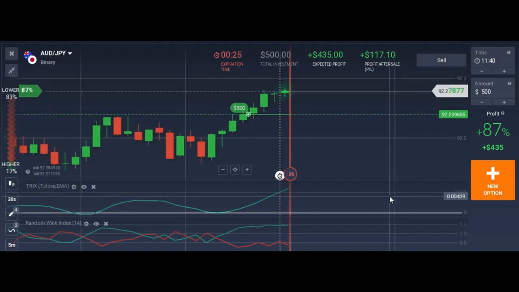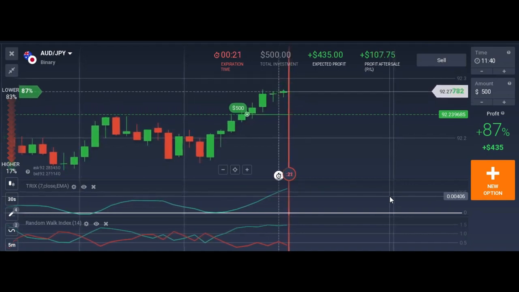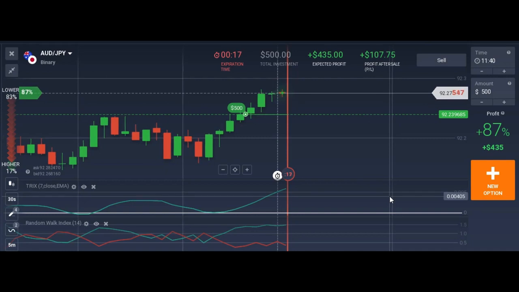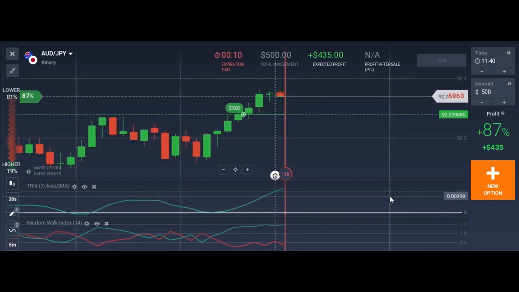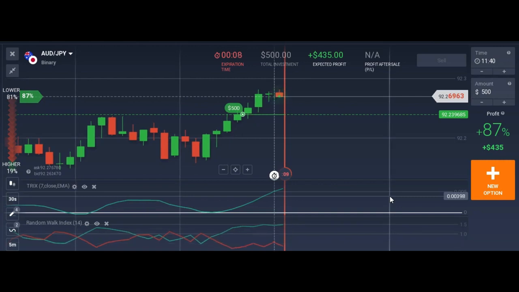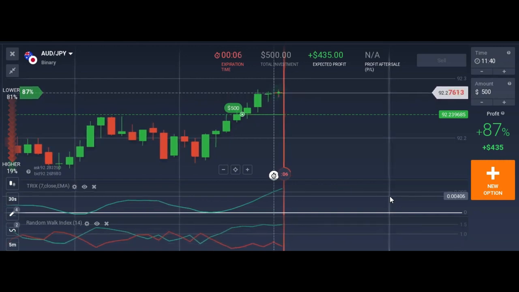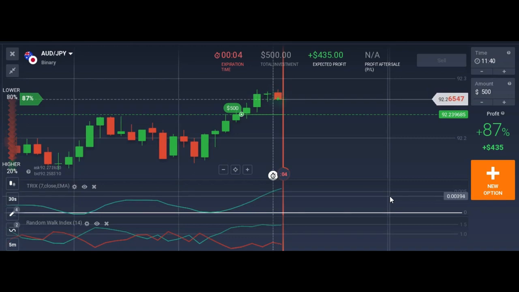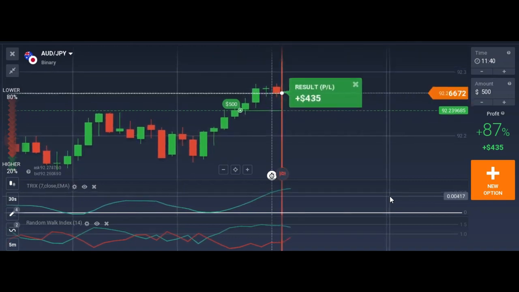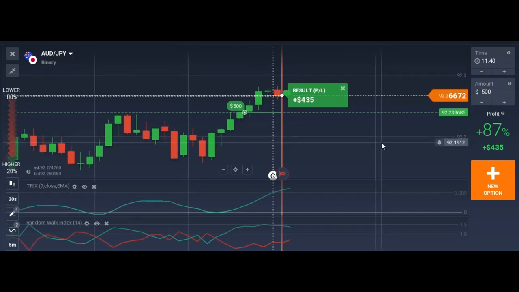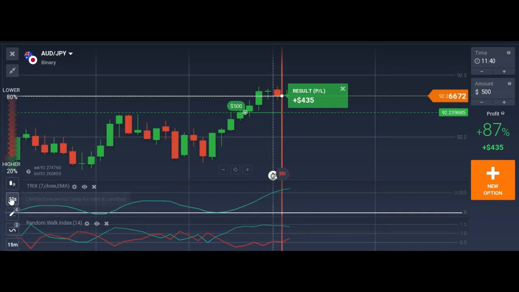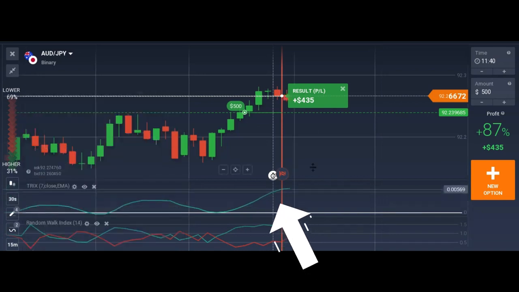I'm using 30-second candles, but if you want, you can use 1-minute candles. It's a great strategy to use in both normal and OTC market. Cool. Now you wouldn't be able to buy, because the Trix indicator is going to start going down.